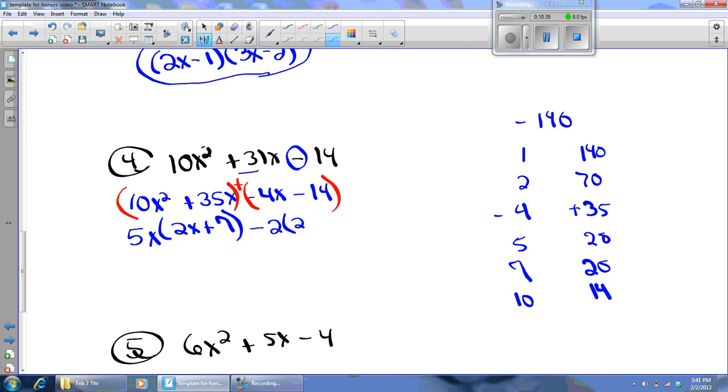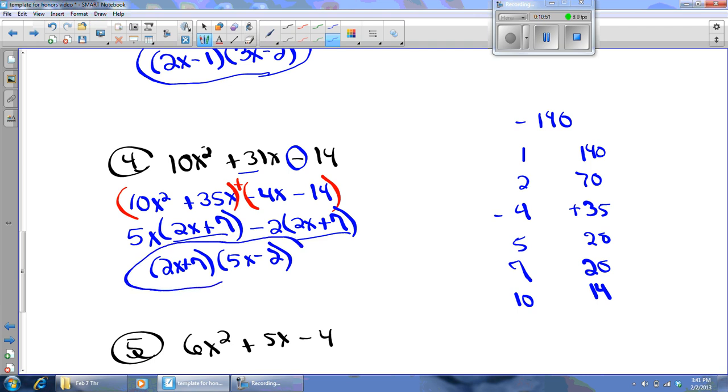That'll give me a 2x plus a 7, and look at that, it's like magic. I get 2x plus 7, that's common. 2x plus 7, 5x minus 2, and oh my goodness, this is so simple. I think this is way simpler than the way I used to teach it. I'm so liking this. I hope you guys think it's easy.